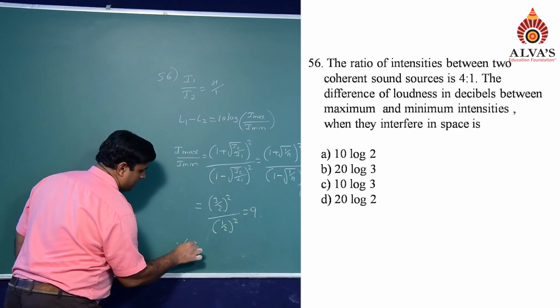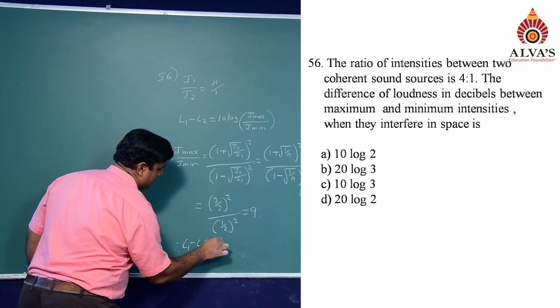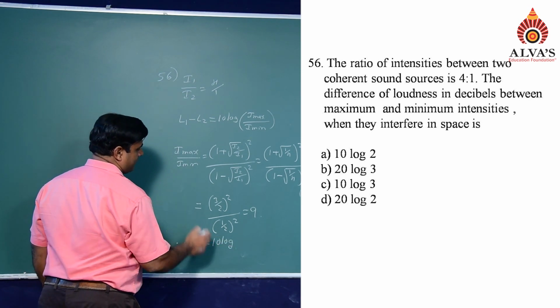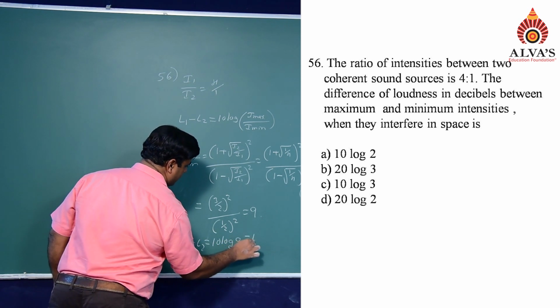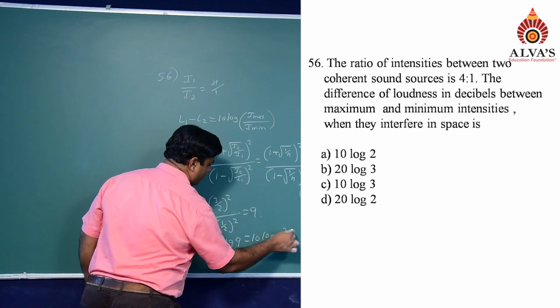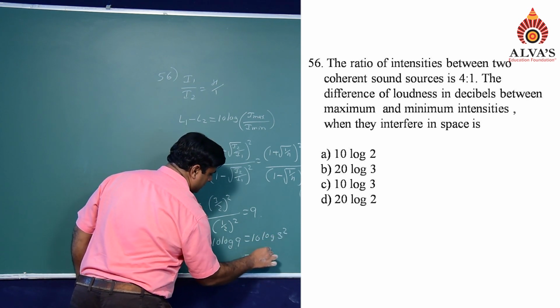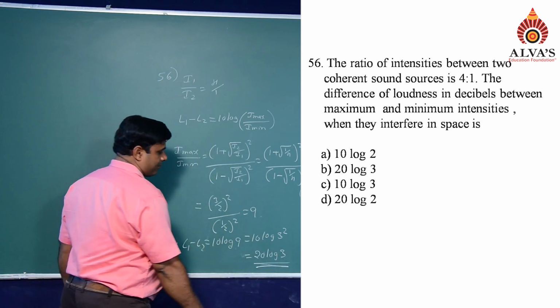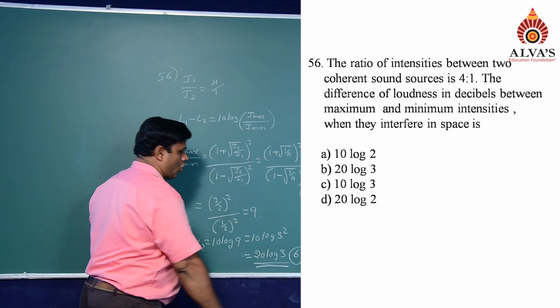Therefore, L1 minus L2 is 10 log I maximum by I minimum equal to 9, which can be written as 10 into log 3 square, which is 20 log 3. So the answer is B, 20 log 3.